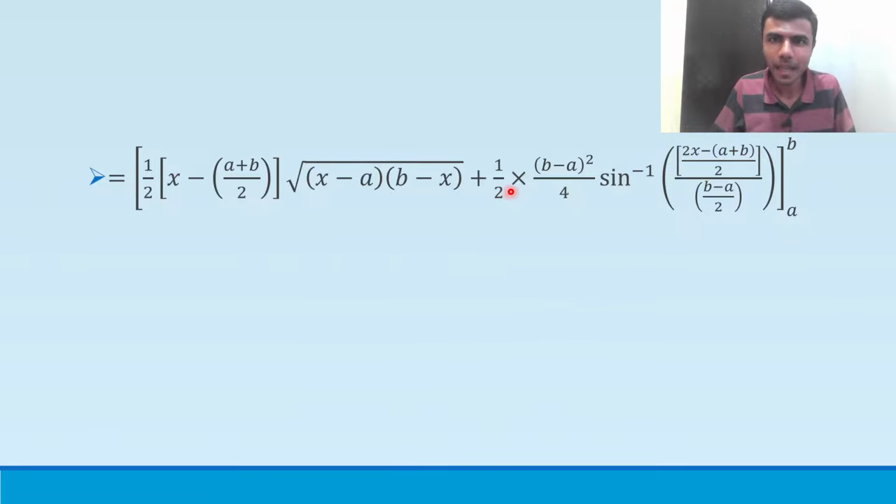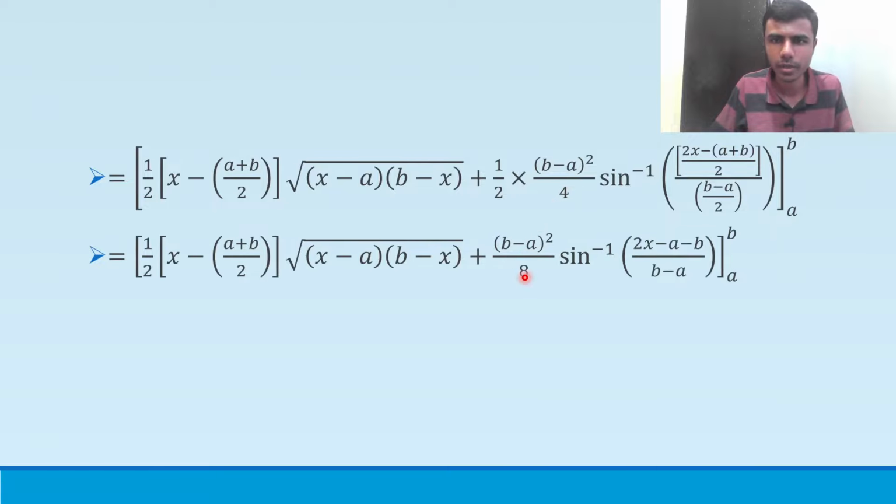Half, as I mentioned, half into b minus a whole square by 4. Sin inverse, I took LCM, 2x minus of a plus b by 2. Now if you see here, this 2 and this 2 will get cancelled. So ultimately I'm left with half; 2 into 4 is 8. So this would be nothing but b minus a whole square by 8.